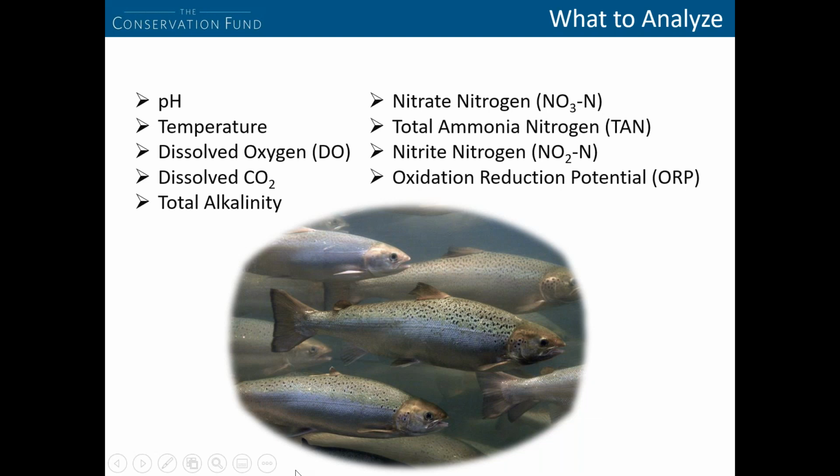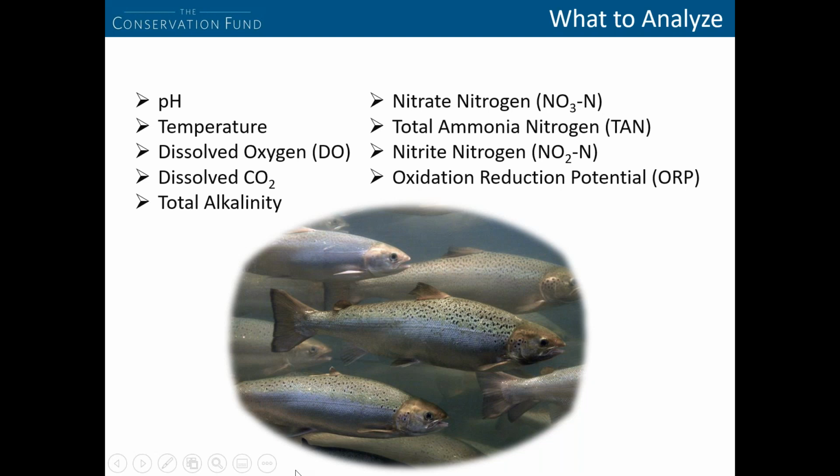So this slide lists parameters that RAS operators should monitor routinely: pH, temperature, dissolved oxygen, dissolved carbon dioxide or CO2, total alkalinity, nitrate nitrogen, total ammonia nitrogen, nitrite nitrogen, and oxidation reduction potential, or ORP if you're using ozone, are all important for system function as well as fish health. It's essential to analyze these parameters because they are all indicators of system performance.